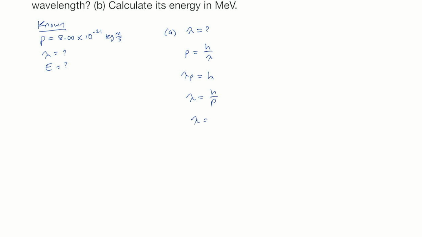Okay, h is Planck's constant. It is 6.626 times 10 to the minus 34 joules times seconds. Divide by the momentum, which is 8.00 times 10 to the minus 21 kilogram meters per second. This gives us a wavelength of 8.28 times 10 to the minus 14 meters.